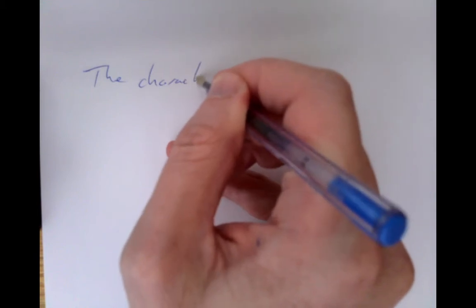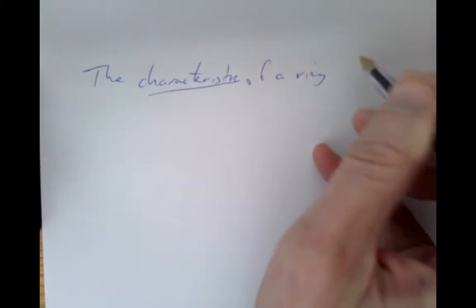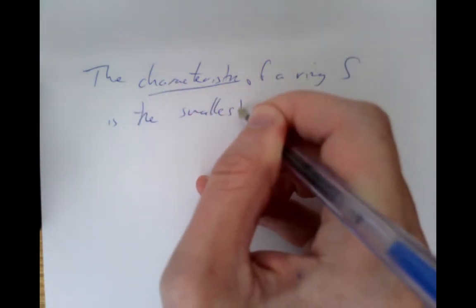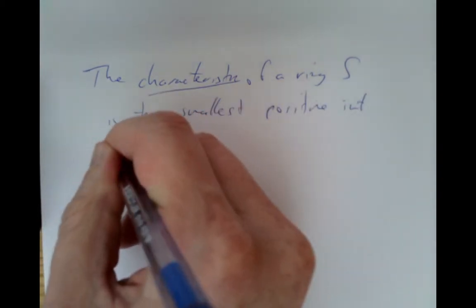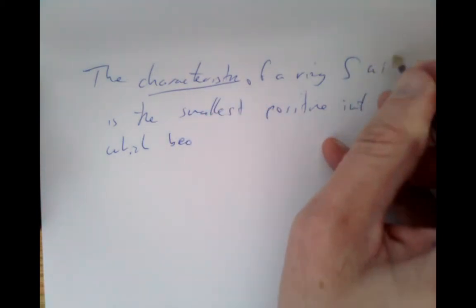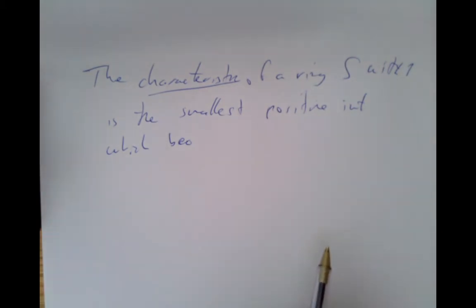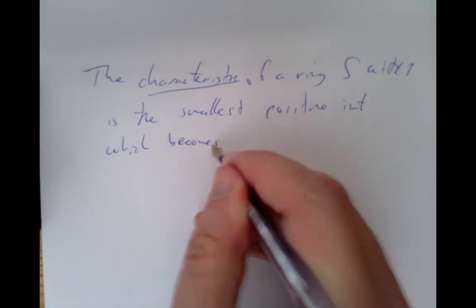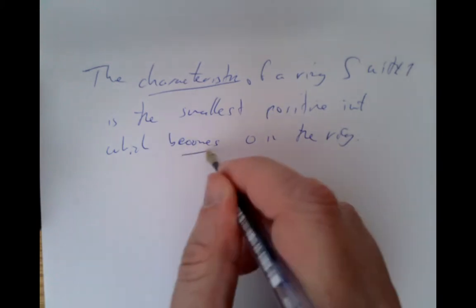Characteristic of a ring, let's say S, is the smallest positive integer which becomes zero. Again, we're always thinking of commutative rings with one anyway, but it's fine for just a ring with one. So we take the smallest positive integer that becomes zero in the field or in the ring.